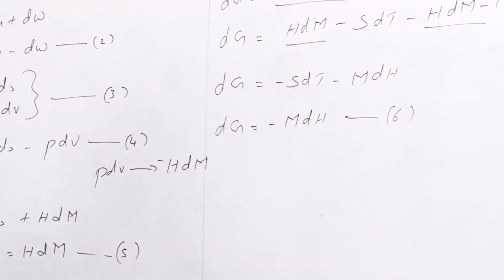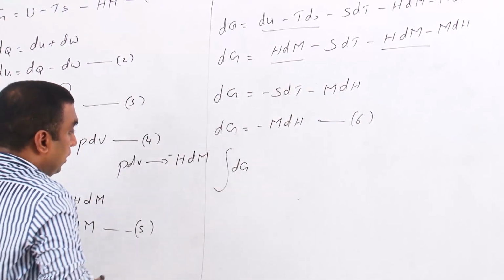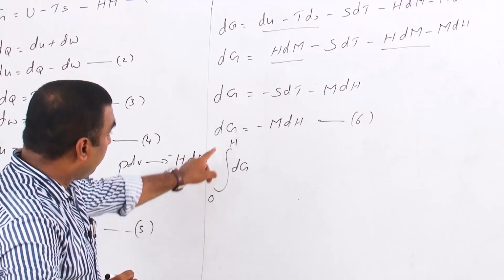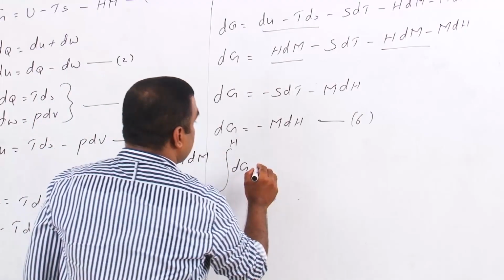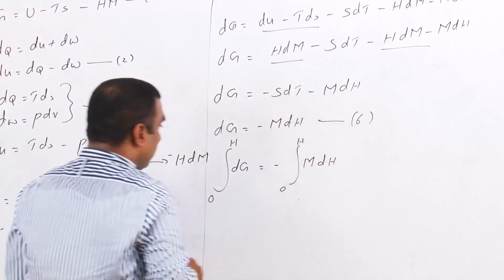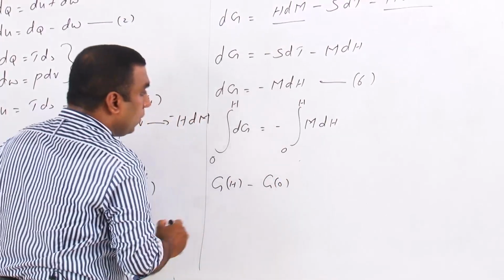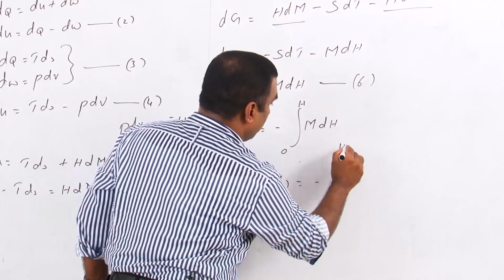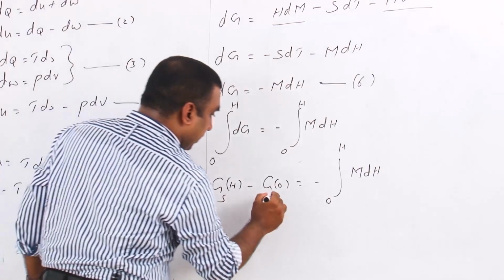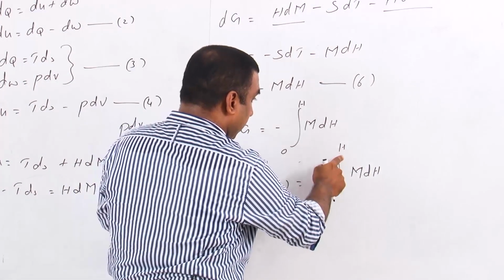Now I am integrating that expression, that is, the integral of dG. I am integrating it from 0 to H, that is, from a point where there is no magnetizing field to a point where the magnetizing field is maximum. I get G_H - G_0 = -∫ from 0 to H of M dH. Here I am taking the superconducting state, so I put a subscript s here. So G_sH - G_s0 = -∫ from 0 to H of M dH.